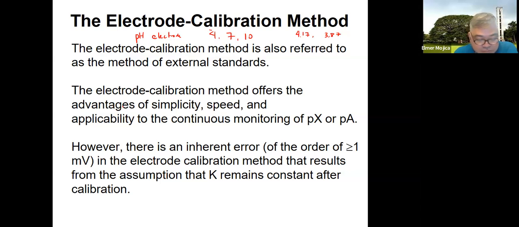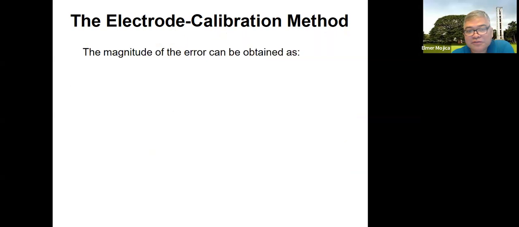Now, the second disadvantage of this method or procedure is that it results from an analysis of activities rather than concentration. So for some, it could be an advantage if you're looking for activities, but if you're looking for concentration, that is what we call a disadvantage. So there's an inherent error on the order of more than 1 millivolt in the electrode calibration method. It results from the assumption that K remains constant after calibration.